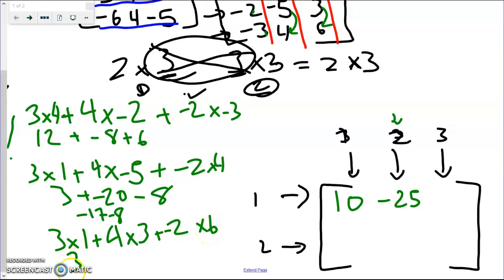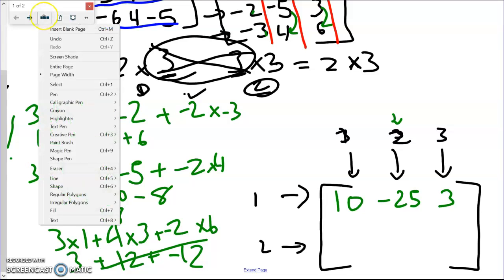Simplify these. 3 times 1 is 3, plus 12. 4 times 3 plus a negative 12. Well, look at that. Basically, these 12s cancel out here. We're left with 3, because we're still in the first row, in the third column. All right. I'm going to pause the video and set up for the next set here.